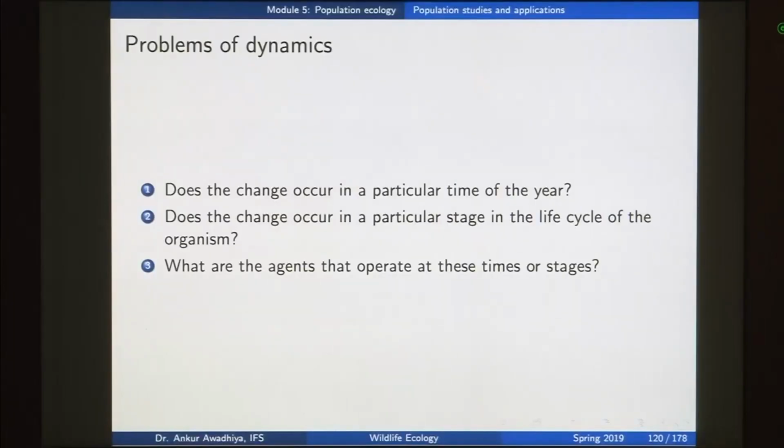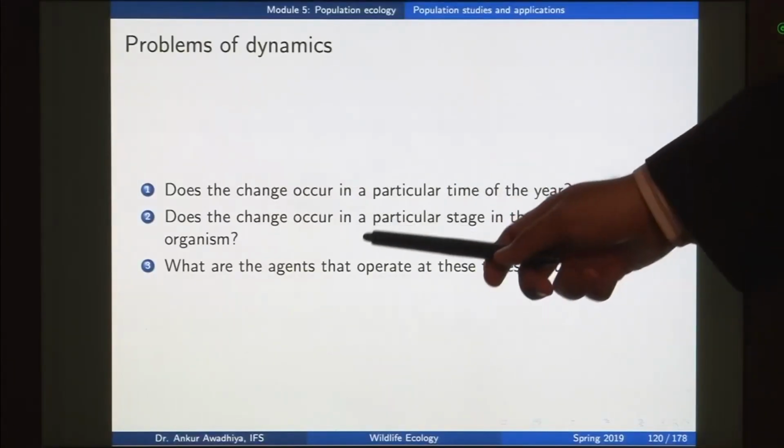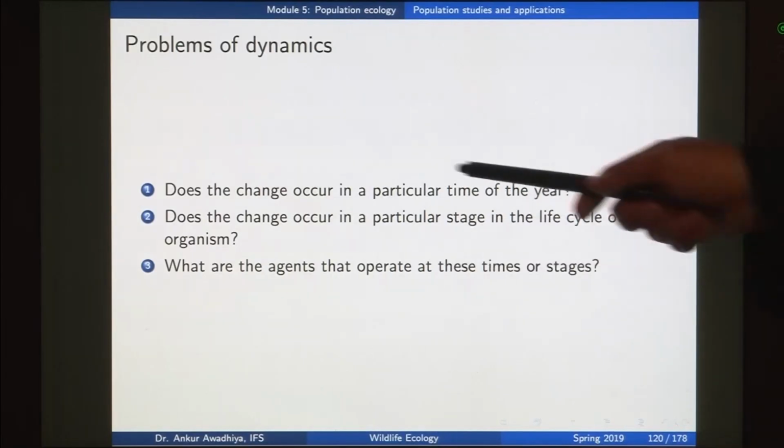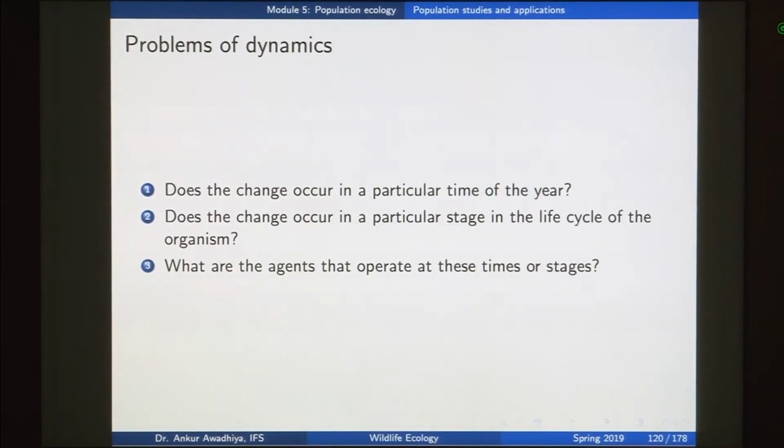In such a scenario, we can ask this question: we are seeing these locusts in this particular season, but what was the stage that the predator was preferentially feeding upon? Was it feeding upon the adult insects, the nymph stages, or the eggs of this insect? That is the second question. Is the change that is occurring related to some particular stage in the life cycle of the organism?